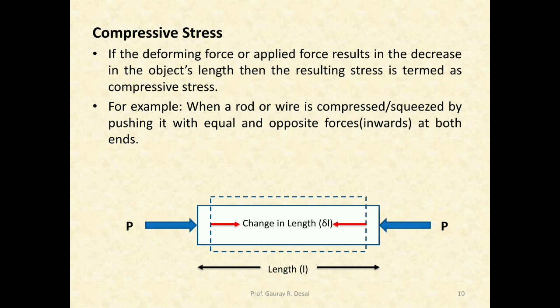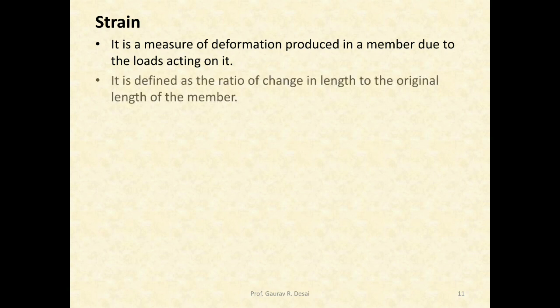So these are the changes in dimensions that occur due to tensile or compressive stress. Just like stress, the next important part is strain. It is a measure of deformation produced in a member due to the loads acting on it. Strain, in simple words, is the deformation produced in the member due to any kind of loads applied on it.